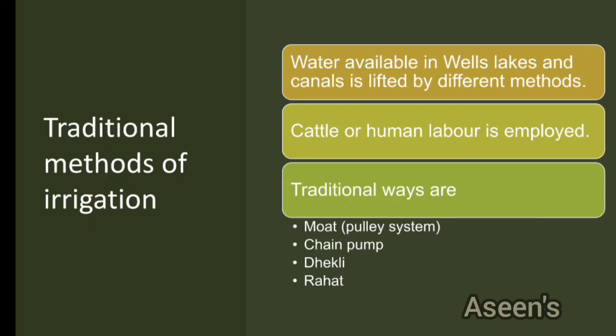To lift this water from the sources, that is wells, lakes and canals, cattle or human labor is employed. The cattle could be an ox, a buffalo, or the human itself. So you need energy to lift water from the sources, and whatever energy is required is supplied by cattle or humans. Now let's see what those traditional ways are. The first one is moat or pulley system. Next comes chain pump, dekli, and lastly rahat.